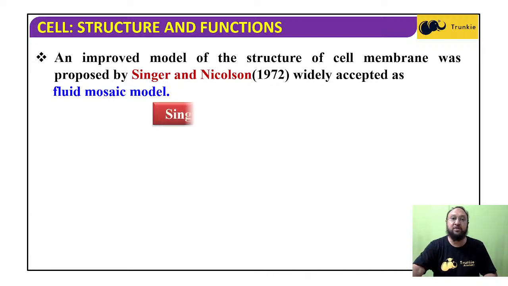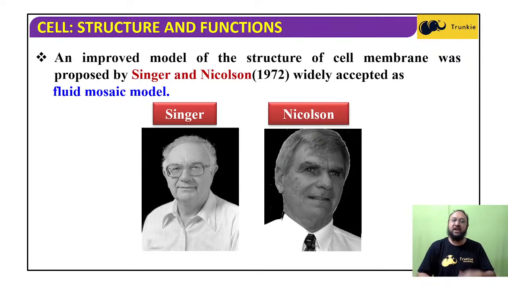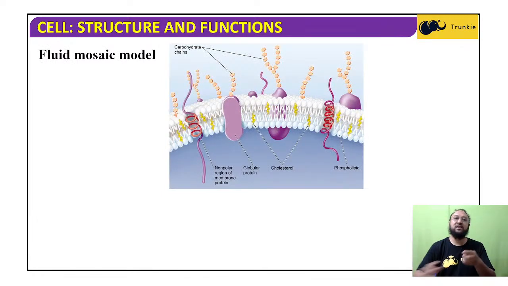This model is widely accepted. Before this, some other models and types of structure were predicted, but they were later rejected by other scientists. So Singer and Nicolson are the two scientists who actually worked on the structure of the plasma membrane, or cell membrane, and they came to the fluid mosaic model. So what is this fluid mosaic model? We'll see this also. Fluid mosaic model means it is a kind of fluid, where there is a mosaic.